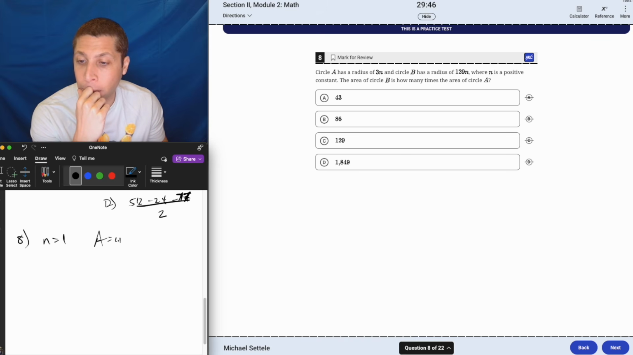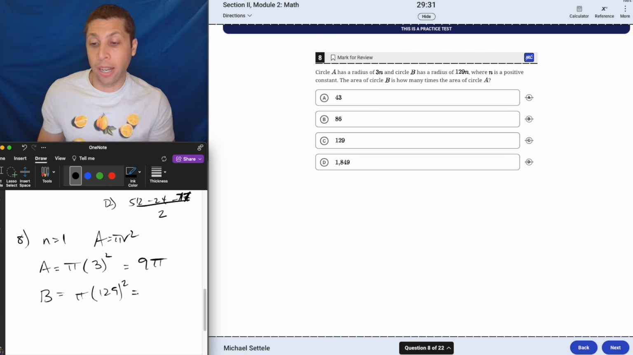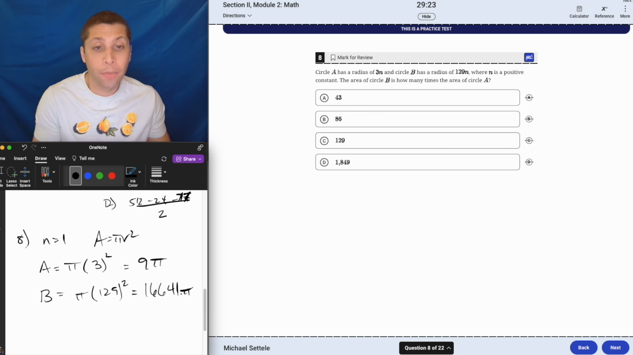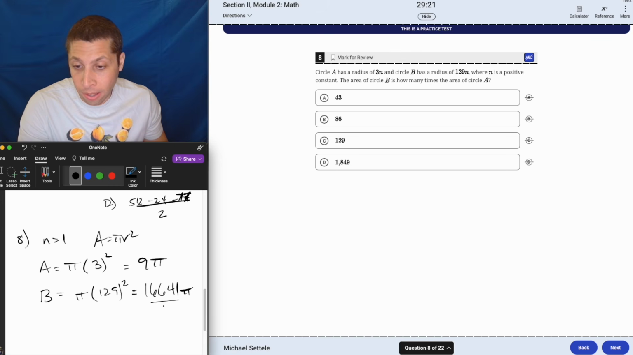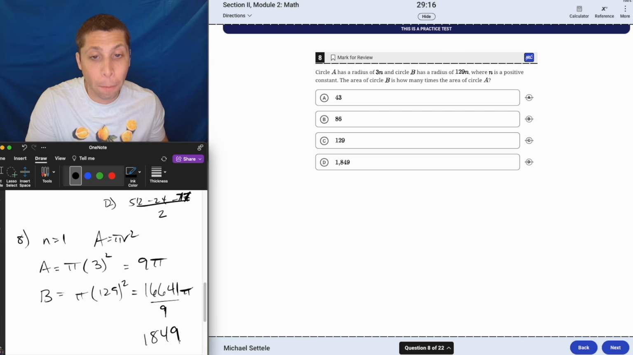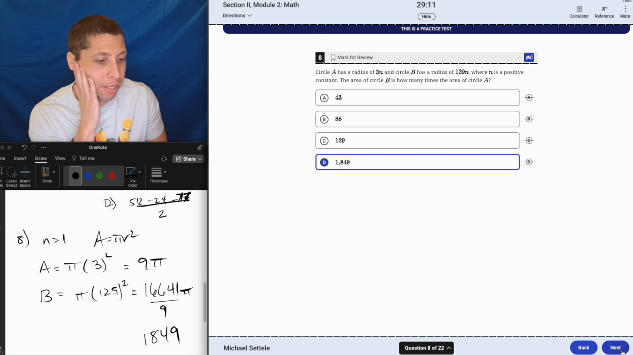So area is pi r squared. The area of A is pi times 3 squared, so that's 9 pi. The area of B is pi times 129 squared. So 129 squared is 16,641 pi. B is how many times A? So divide this by 9. 1849. Definitely easy to arithmetize and just remove the complexity by getting rid of the n.